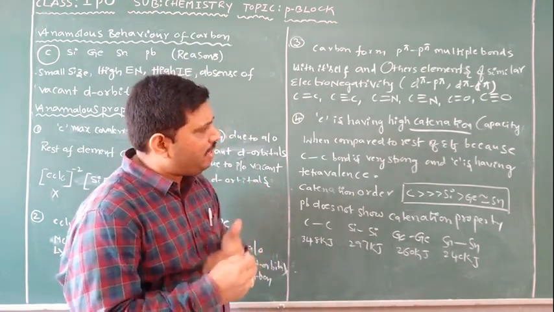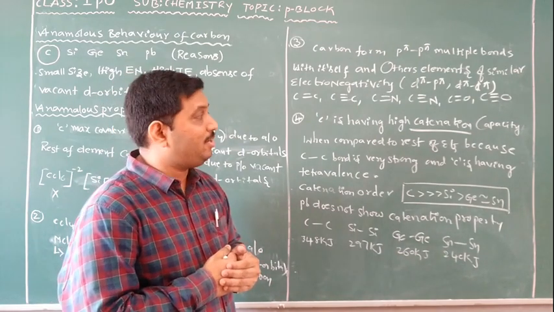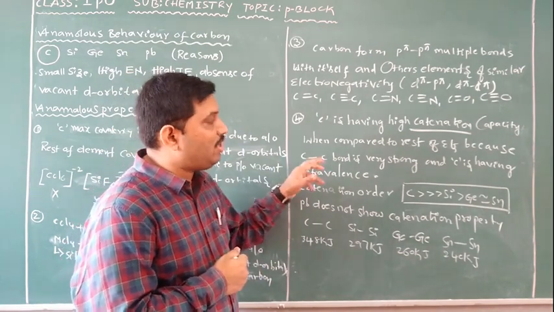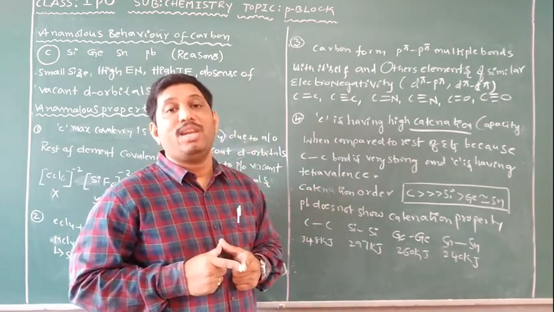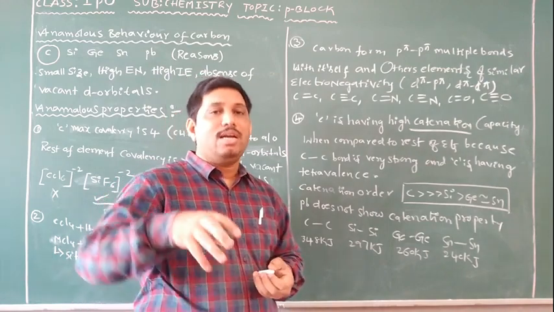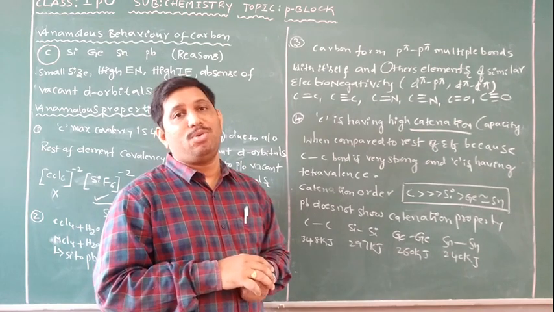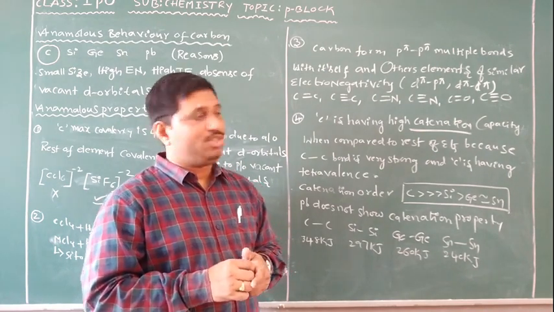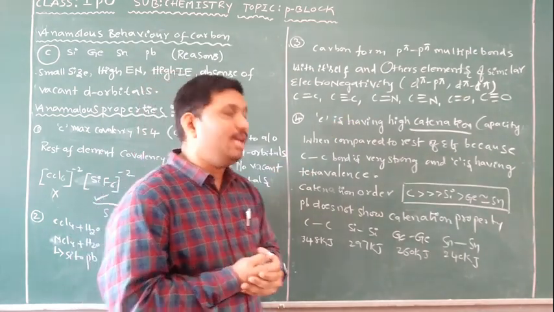Carbon has the highest catenation capacity when compared to the rest of the elements, because the C-C bond is very strong. When a carbon bond is formed, the bond will be very strong. Second, carbon has tetravalency. Carbon is ready to form 4 bonds with other elements. Due to these 2 reasons, carbon has the highest catenation capacity.